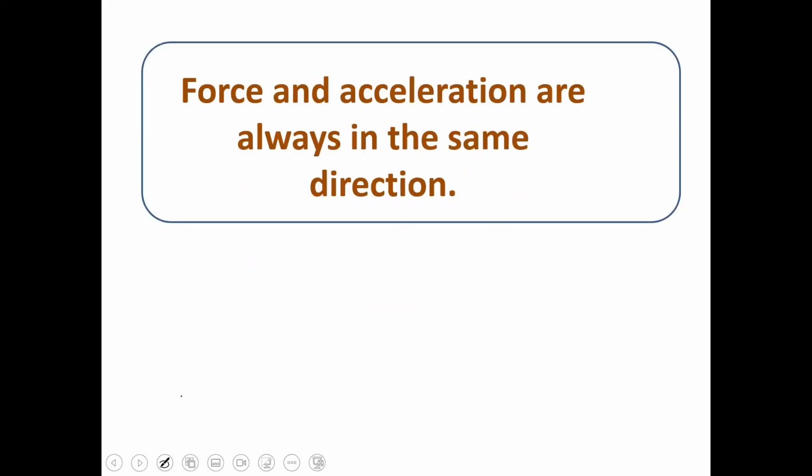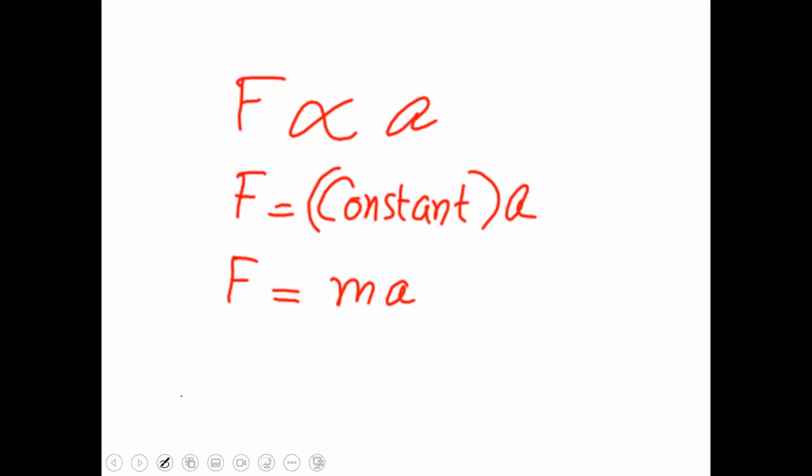Force and acceleration are always in the same direction. When we were doing the kinematics chapter, we had discussed this concept before also, that vectors are always designated with their direction. When you take a U-turn, velocity becomes negative, but displacement does not become negative. Displacement becomes negative when you go beyond the starting point.